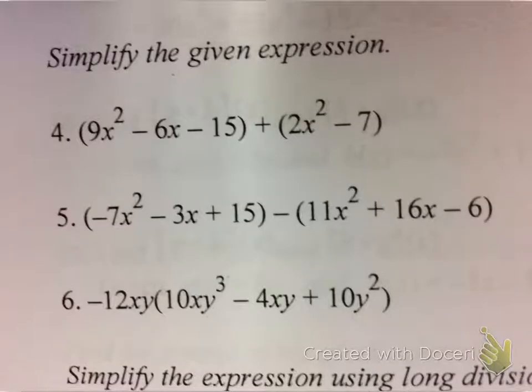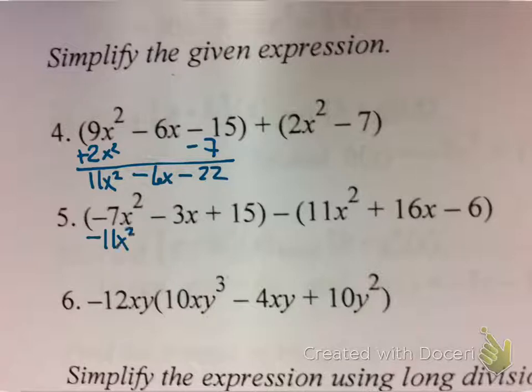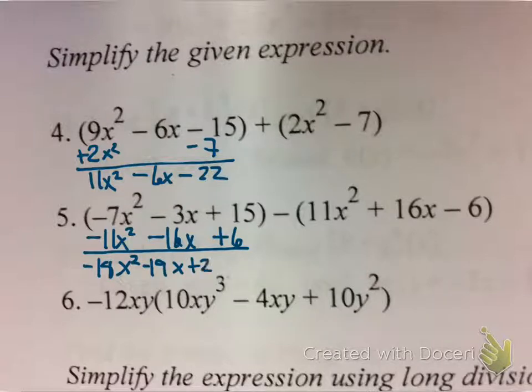These next 2 examples would be just those where you would just add or subtract. So that means you should do nothing with the exponents, which means just combine the like terms. So 9 plus 2 is 11x squared. Negative 15 plus 7, or minus 7, would be negative 22, and bring down the negative 6x. Notice the minus is changing the sign of all the numbers in the second parentheses. So now, instead of plus 11 or plus 16, I've got negative 11, negative 16, and a positive 6. Combine all the like terms, and that would give me negative 18x squared minus 19x plus 21.